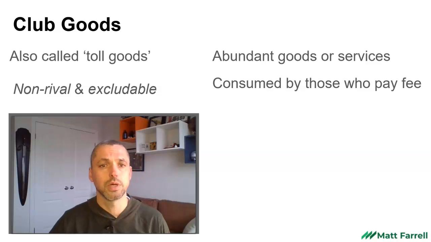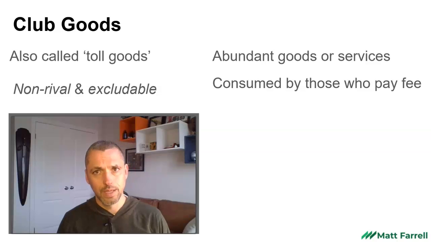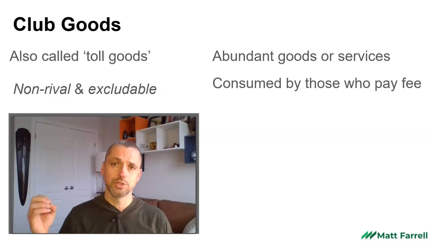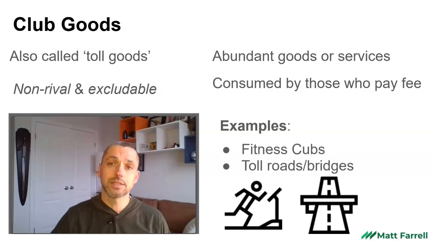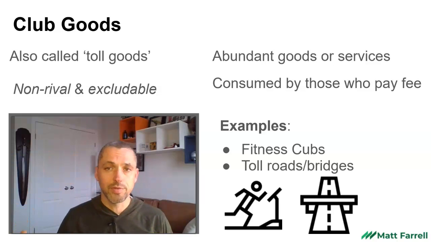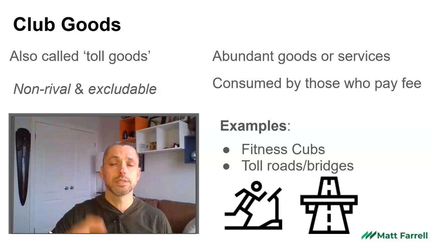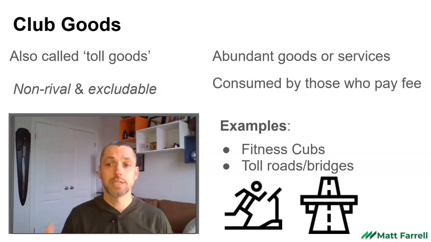Club goods, also called toll goods, are non-rival but excludable. These are abundant goods or services that are consumed by those who pay a fee. Some examples might be fitness clubs or toll bridges and toll roads. Fitness clubs are all around for everybody to use, but you can't use it until you pay. Can anybody join? There's plenty of room for lots of people to join. Same goes for a toll road or a toll bridge. Can't use it unless you pay, but really anybody that is willing to pay can use it.